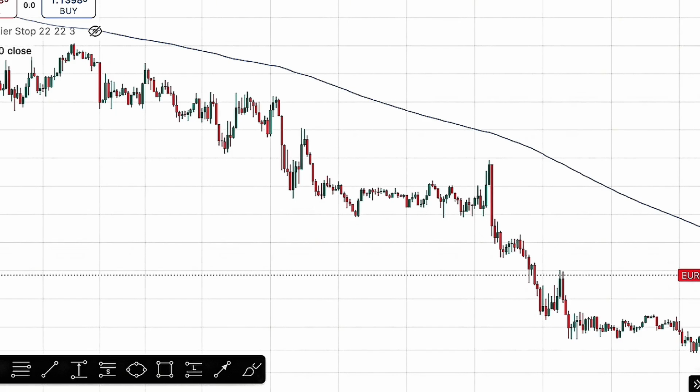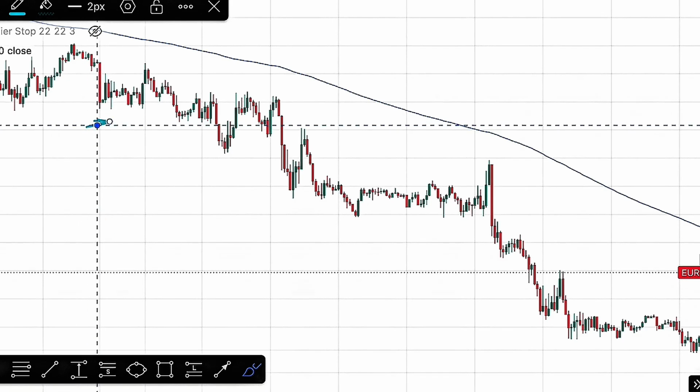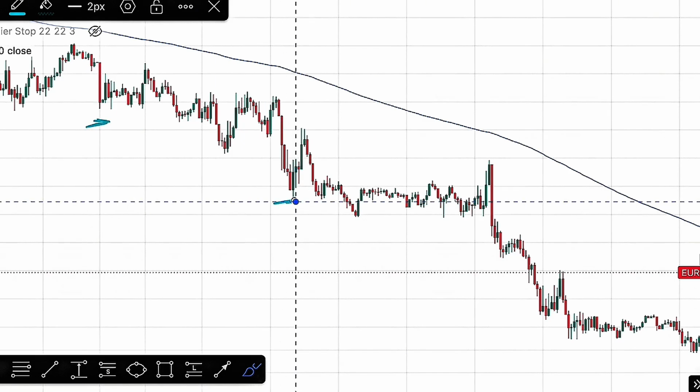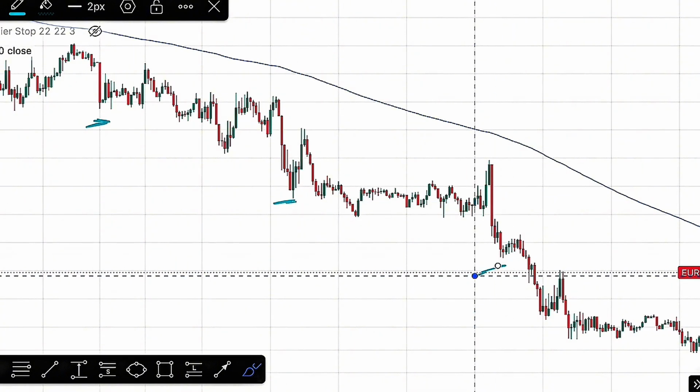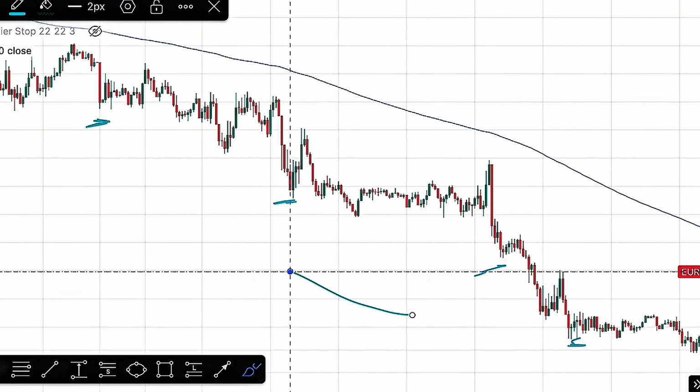And as you can see right here, it seems like this is where it starts, right? And then look at this right here. It continues to go down. No matter how it goes up, it continues to come back down. And this is what we call a downtrend.